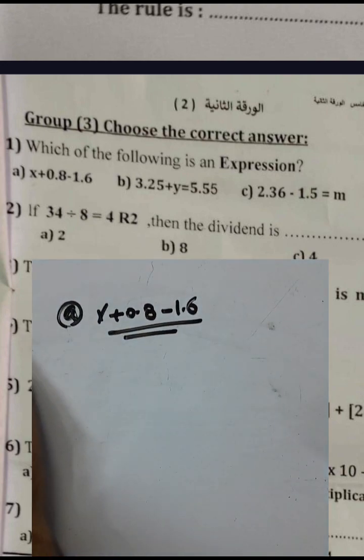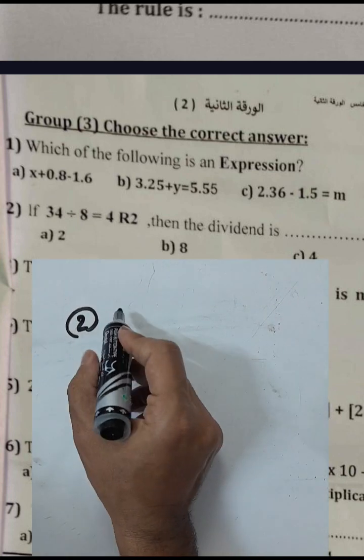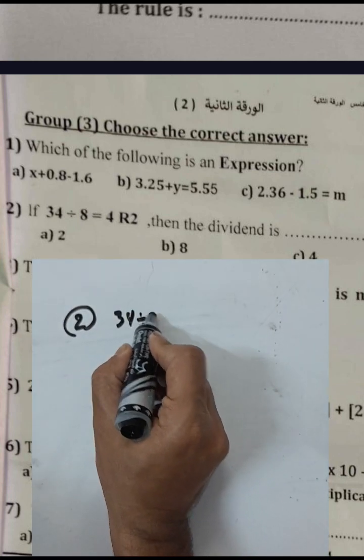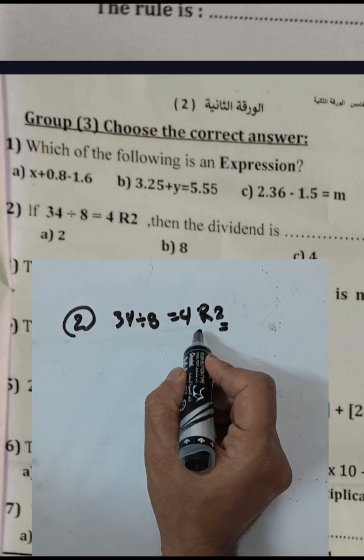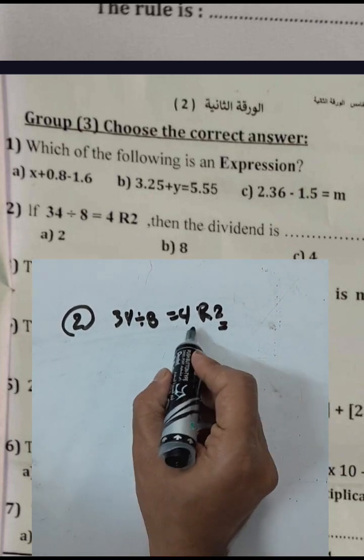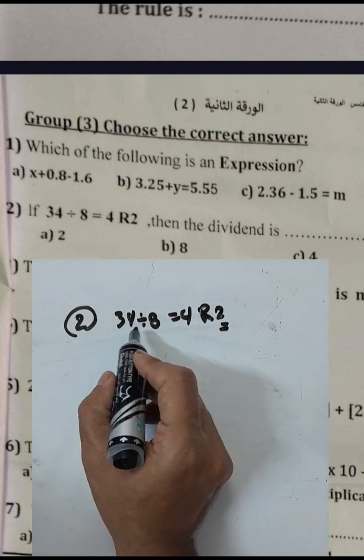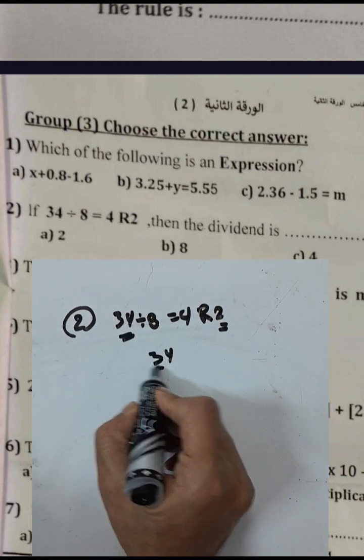Okay, choose letter A. Question number 2: if 34 divided by 8 equals 4 and the remainder is 2, then what will the dividend be equal to? We can find the dividend here. 34 is the dividend.